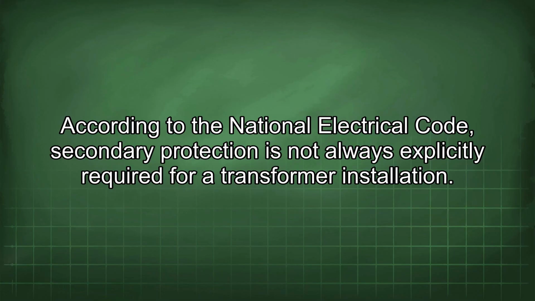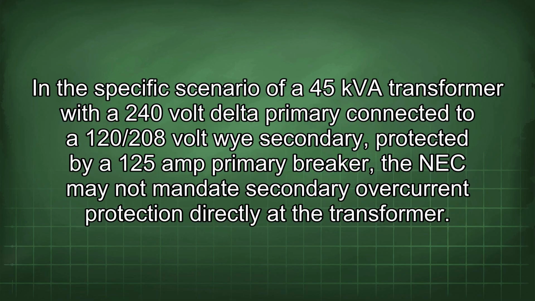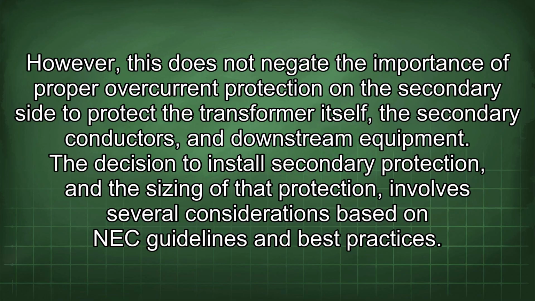According to the National Electrical Code, secondary protection is not always explicitly required for a transformer installation. In the specific scenario of a 45 kVA transformer with a 240 volt delta primary connected to a 120/208 volt Y secondary protected by a 125 amp primary breaker, the NEC may not mandate secondary overcurrent protection directly at the transformer. However, this does not negate the importance of proper overcurrent protection on the secondary side to protect the transformer itself, the secondary conductors, and downstream equipment.